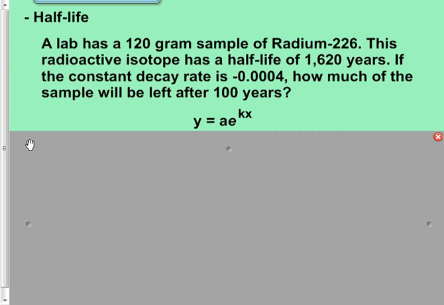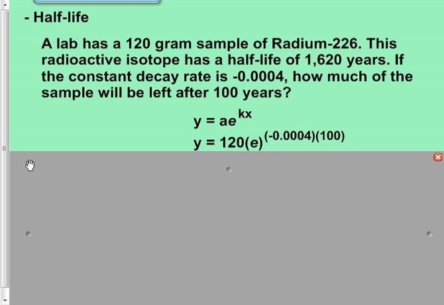This time we are decaying, so it's going to be a negative number, and we were provided that number as negative 0.0004. Very small, very close to zero, but it is negative, so it is diminishing. And then x is 100 years, the amount of time that is going to go by. So the problem would look like this right before it goes into the calculator: 120 times e to the negative 0.0004 times 100 power.